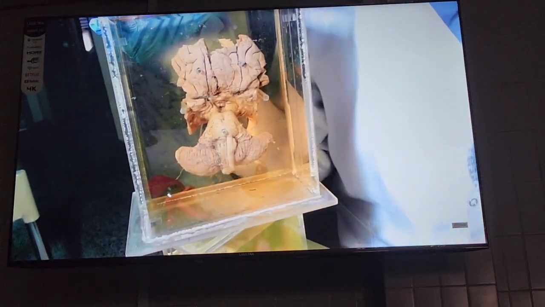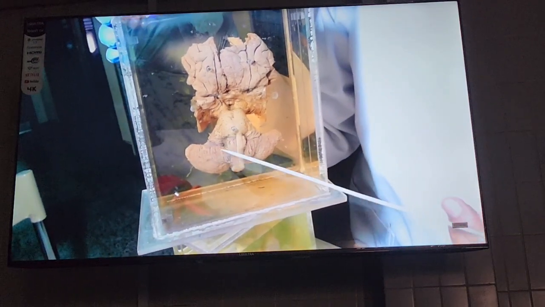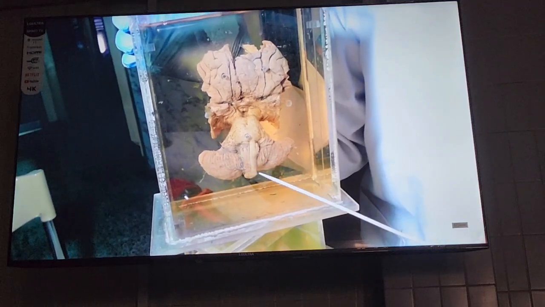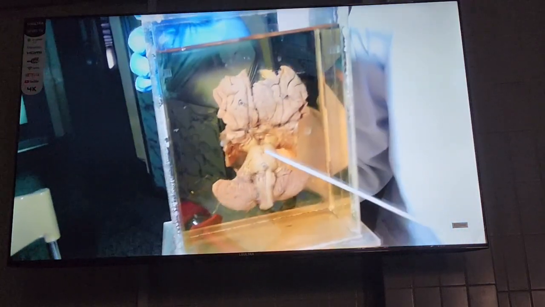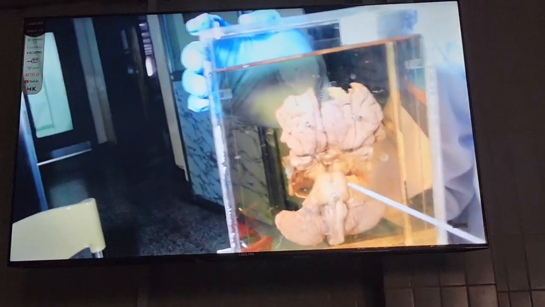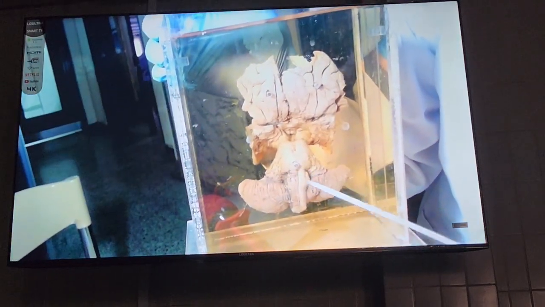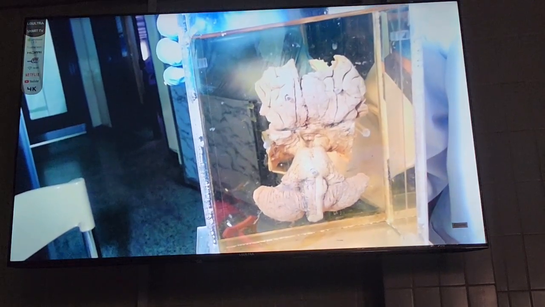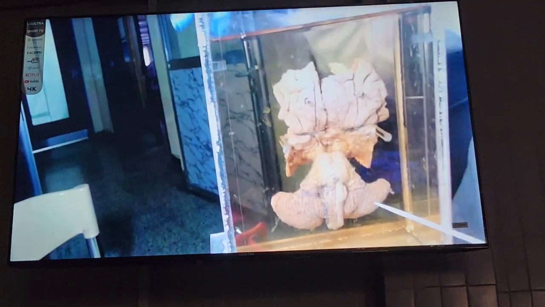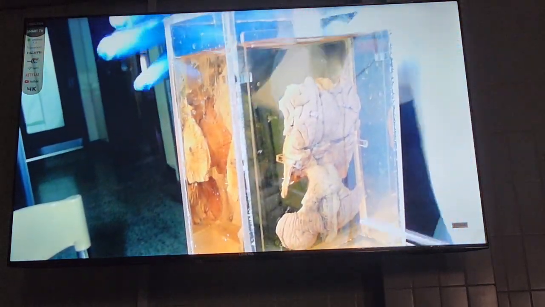Lateral to it, there is the inferior cerebellar peduncle, which connects the cerebellum to the medulla oblongata. We have the superior cerebellar peduncle, which connects the cerebellum to the midbrain, and the middle cerebellar peduncle, which connects the pons with the cerebellum. Lateral to this region, we can also see the rootlets of other cranial nerves: the glossopharyngeal, vagus, and accessory nerves.